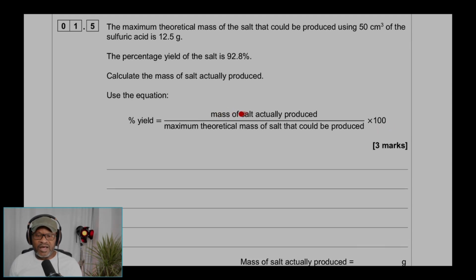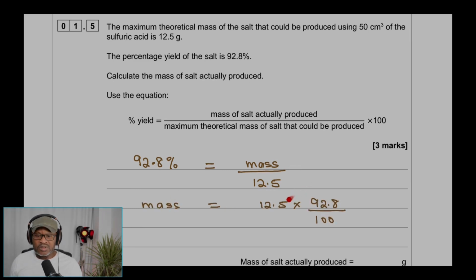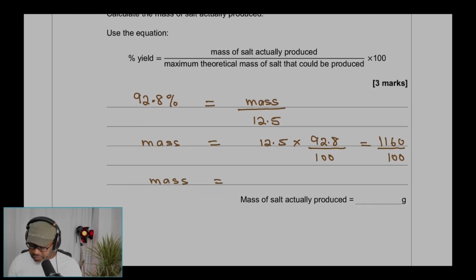We need to calculate the mass of salt actually produced. In order to do that, we need to rearrange this equation. This is 92.8% as the percentage yield, and that equals the mass over the theoretical mass, which is 12.5 grams, times 100. So the mass is equal to 12.5 times the percentage yield, which we then divide by 100. 1160 over 100, which is 11.6. The mass will be 11.6 grams. So check the unit, and then we can write 11.6 there.